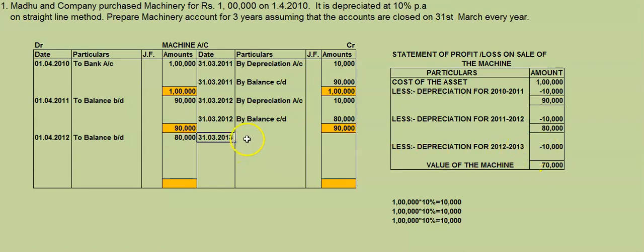What is the depreciation amount? By depreciation. How much is the amount of depreciation? In this year also, it is 10,000. See here, how we have calculated 10,000. We have shown it in the working notes below. 1 lakh into 10 by 100, how much is it? 10,000. So depreciation for the year 2012-2013 is also 10,000. So here we have taken 80 minus 10.